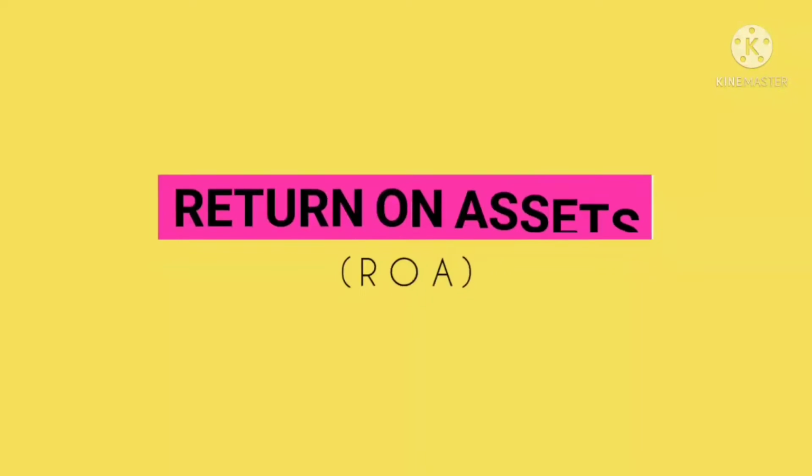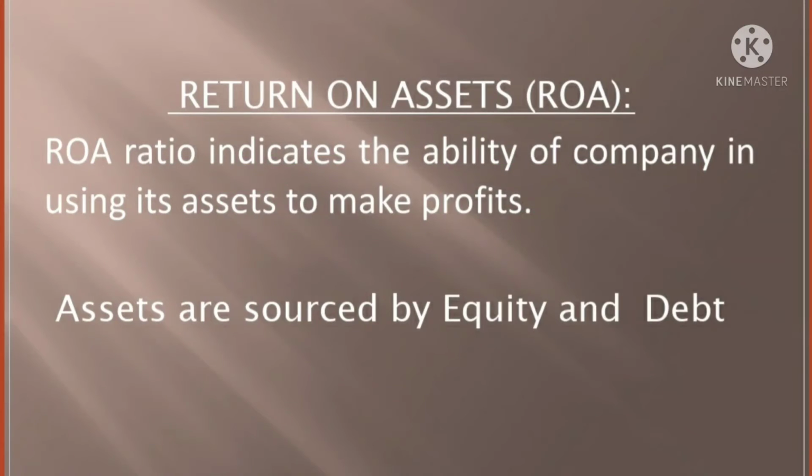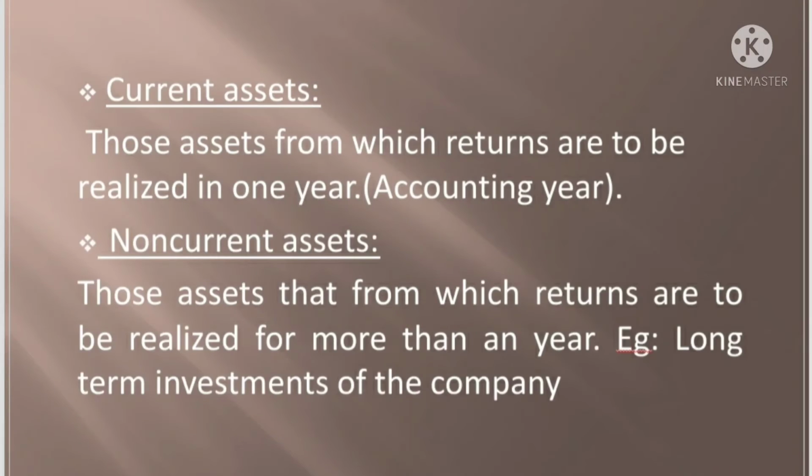Return on assets. This ratio indicates the ability of a company in using its assets to make profits. Assets are sourced by equity and debt. Assets are of two types, current assets and non-current assets. Those assets from which returns are to be realized within a year, that is within the accounting year, those are current assets. And those assets from which returns are to be realized for more than a year, like long-term investments of a company, those are all categorized under non-current assets.